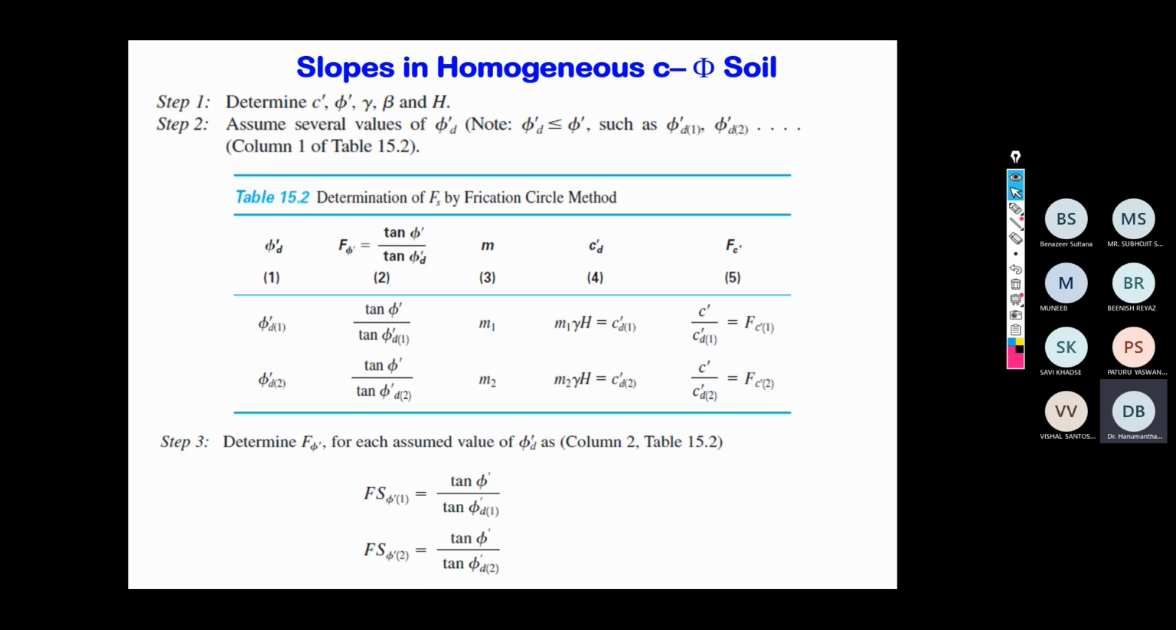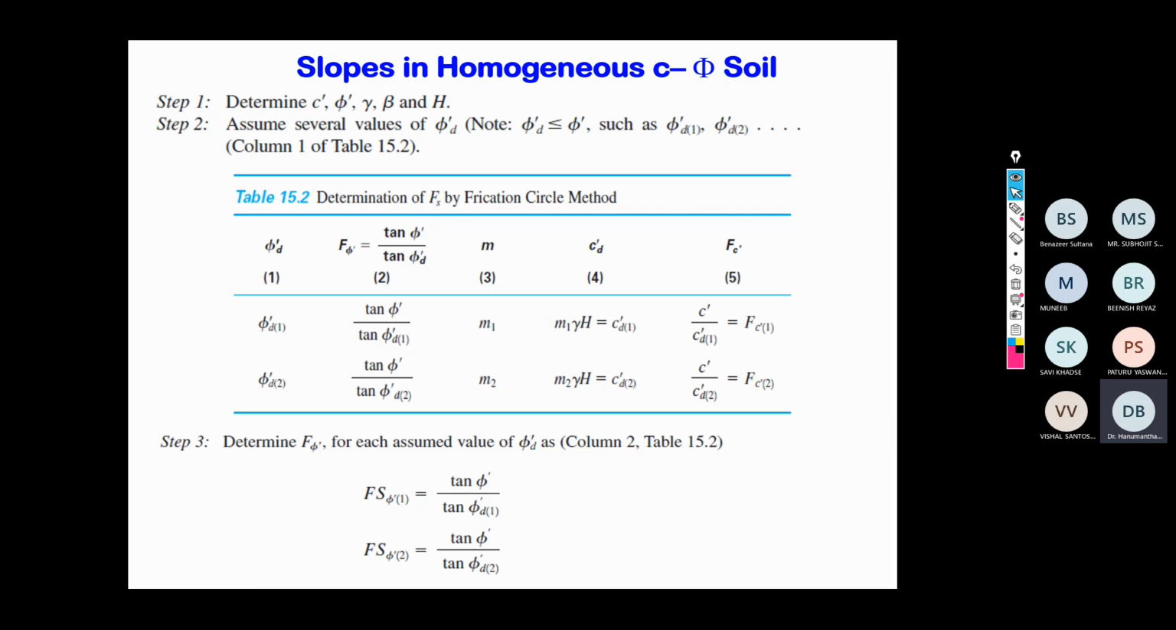And this is a procedure. So there are steps which have been given to determine the factor of safety. In case of c-phi soils, that is the friction circle method. First, step 1: determine c', phi', gamma, beta and H, either from the field or from laboratory experiments.